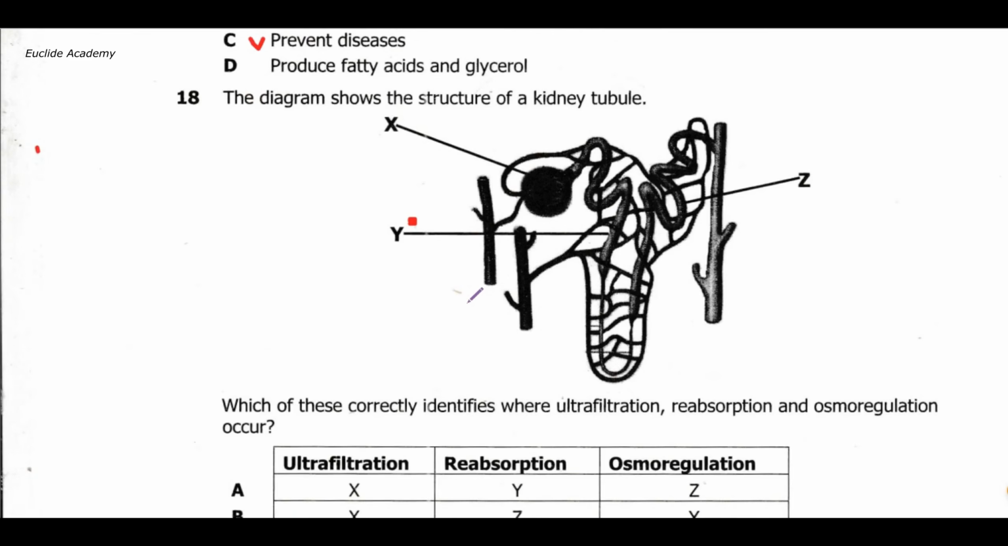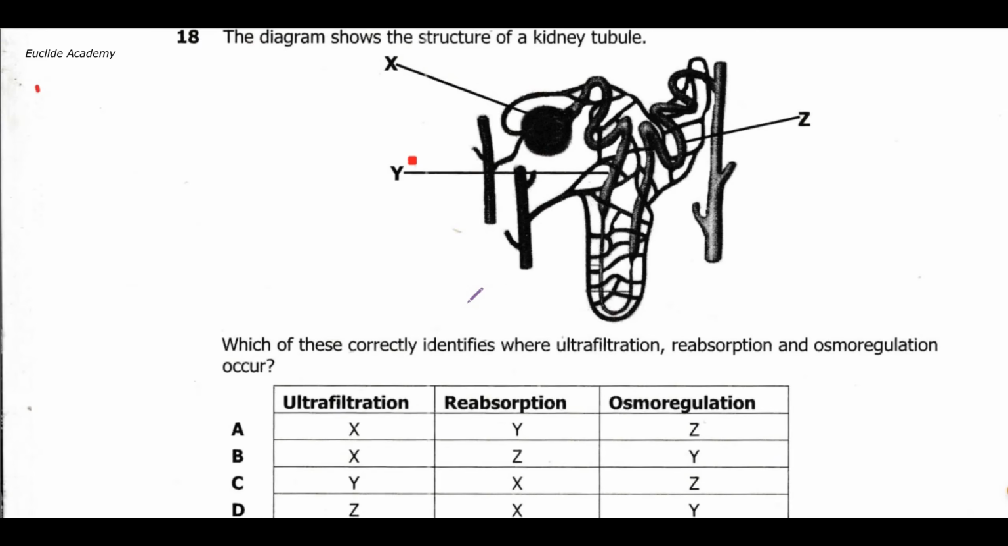18. The diagram shows the structure of a kidney tubule. Which of these correctly identifies where ultrafiltration, reabsorption, and osmoregulation occur? So we talk about ultrafiltration. It happens in the glomerulus. That is the capsule, where we have ultrafiltration, and then we have the glomerular filtrate, which contains some important substances which are needed back in the blood, and they are reabsorbed.